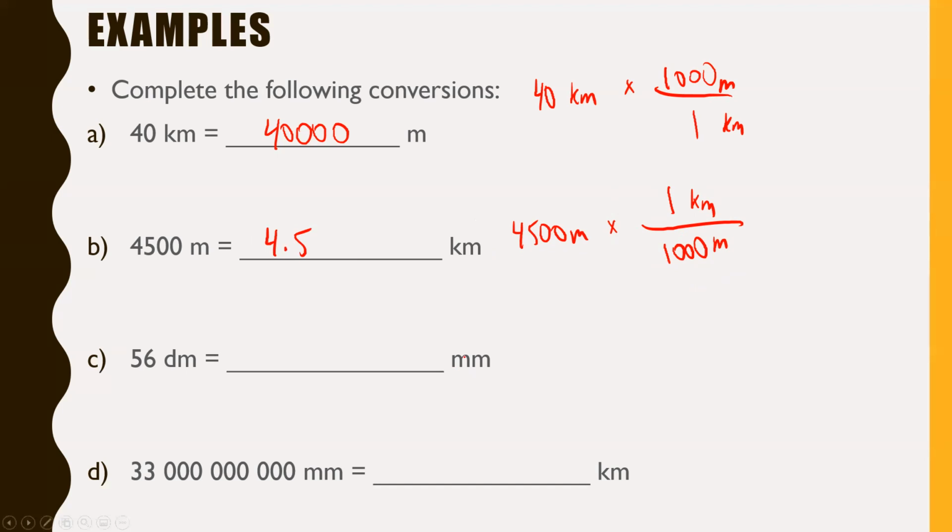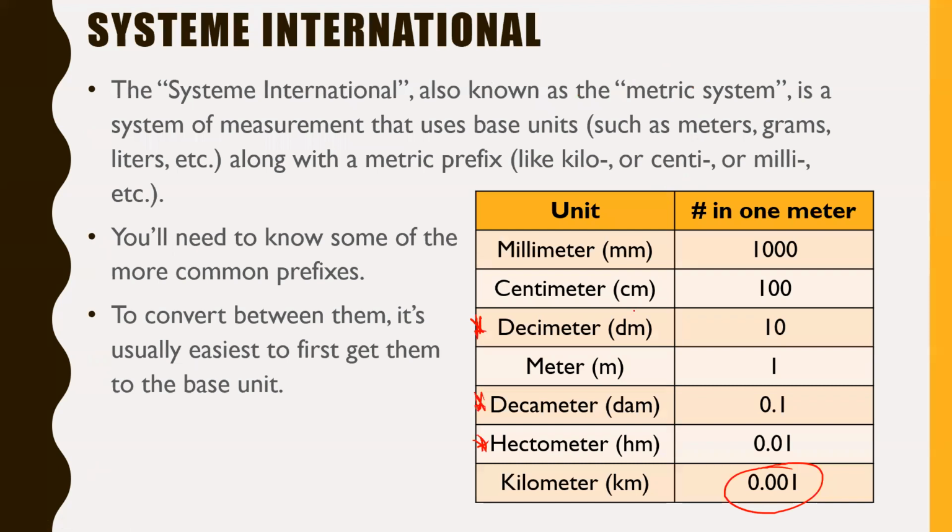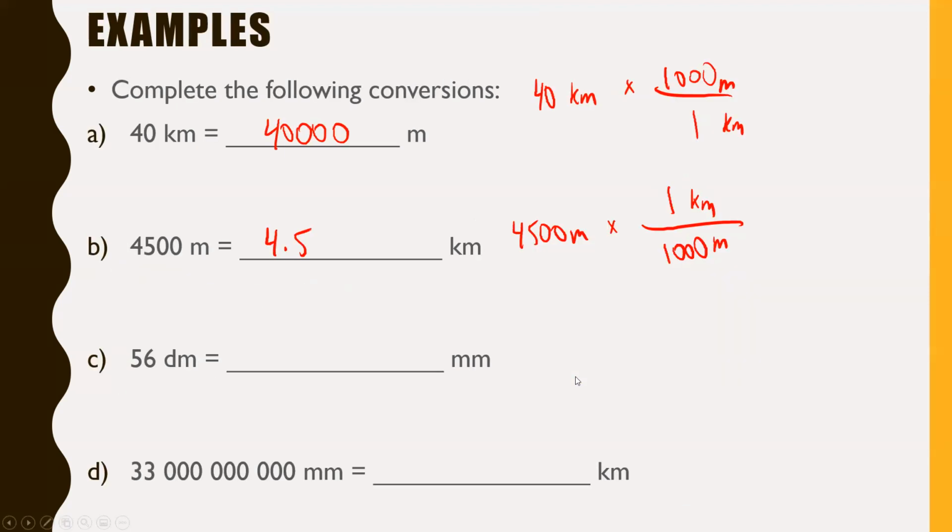It'll work every time. Now, this next one, DM, that means decimeter, I believe. Let's just double check. Yeah, decimeter. I always get decimeter and decameter mixed up. They're two different things. We're turning that into millimeters. This is going to be a bit of a tough one. I'm going to be honest with you, I would change it to meters first.